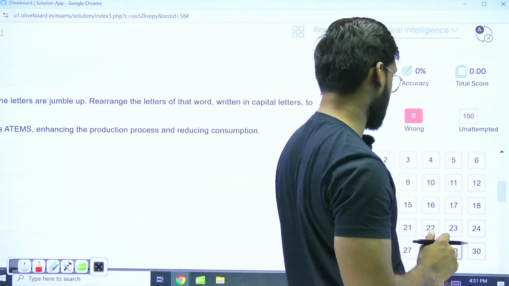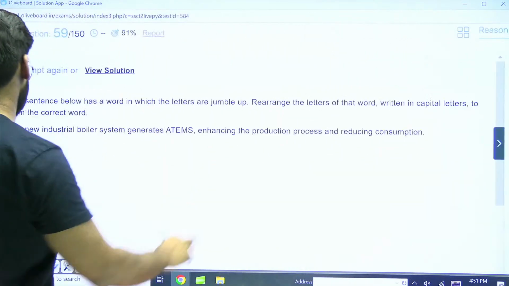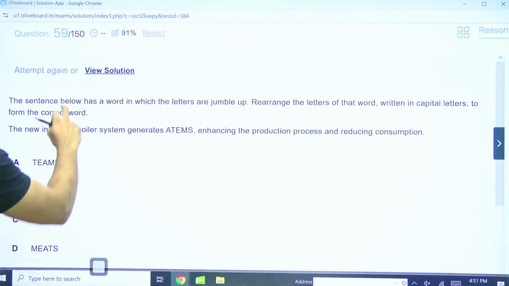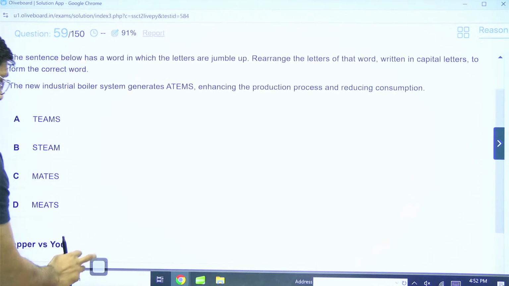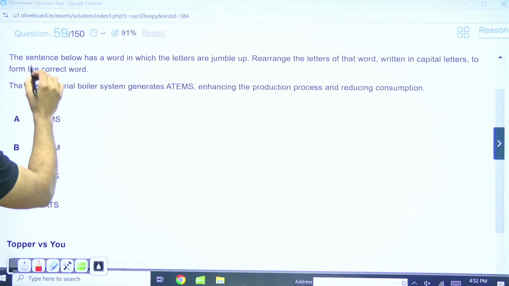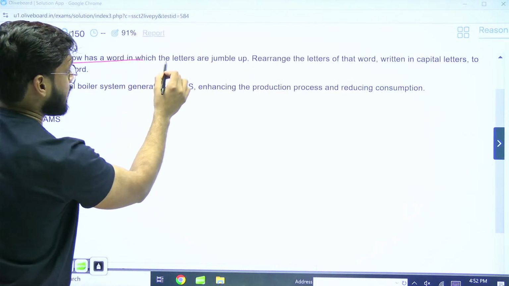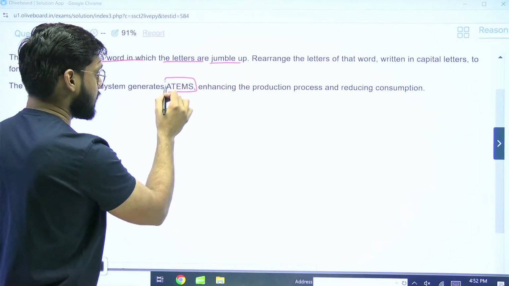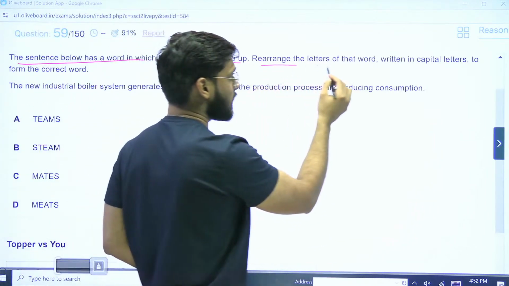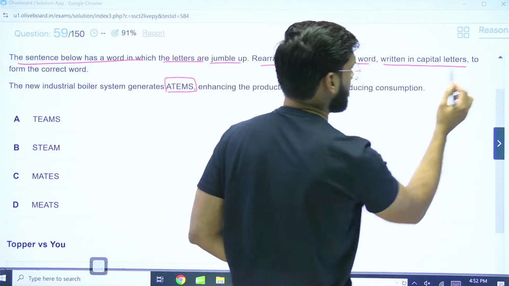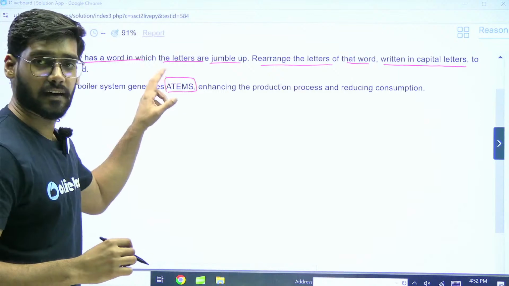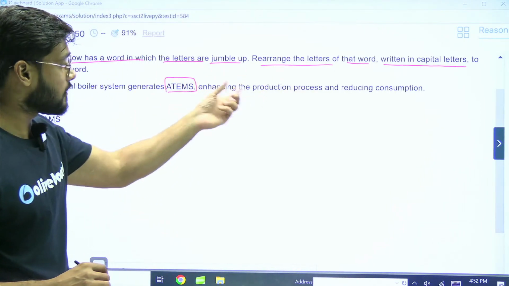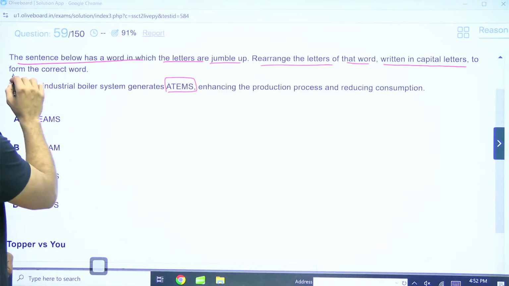Next, 29th question. 29th question on our screen. The sentence below has a word in which the letters are jumbled up. Rearrange the letters of that word written in capital letters. We have to rearrange them to form the correct word.